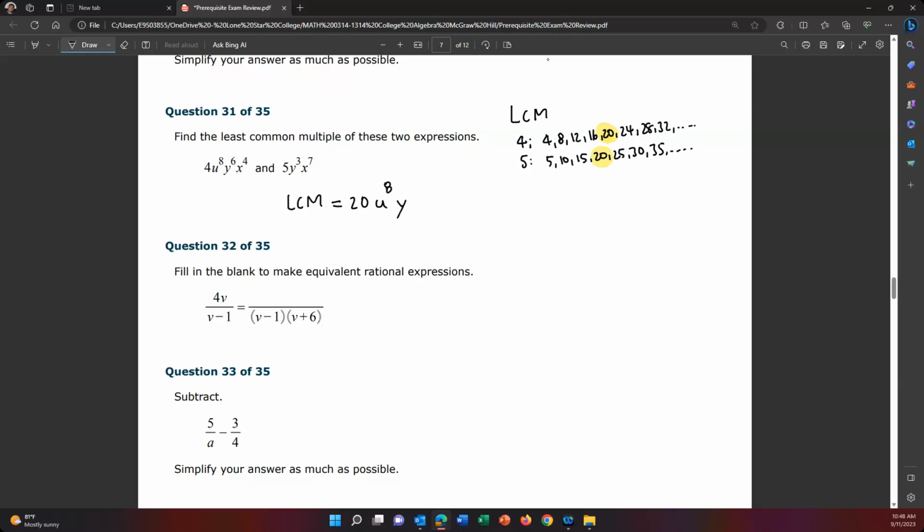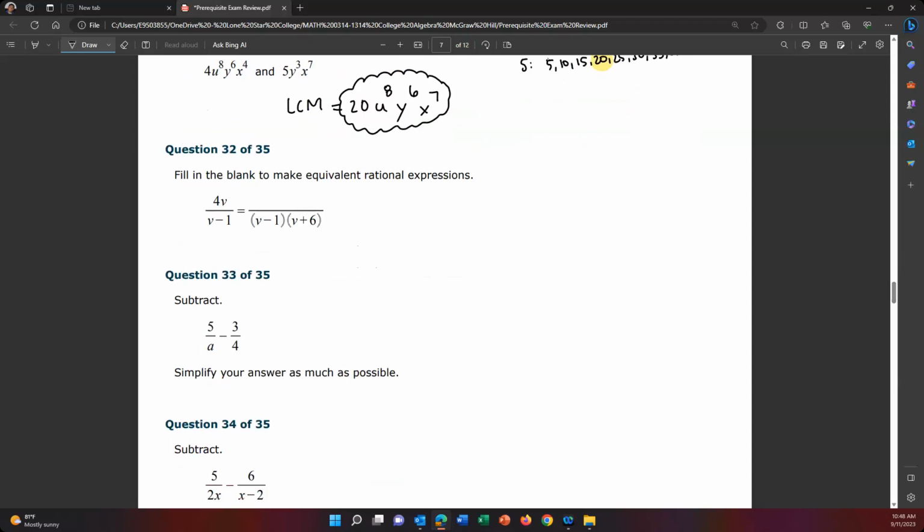Oh, the letter y, they have it in common. Okay, yes, great. But we need the highest power. So we need the y to the 6. We also need the letter x, but it needs to be the highest power. So that's the least common multiple. It's very different from the greatest common factor.